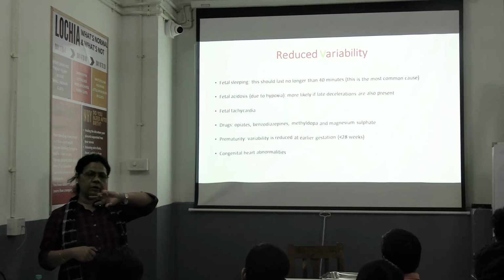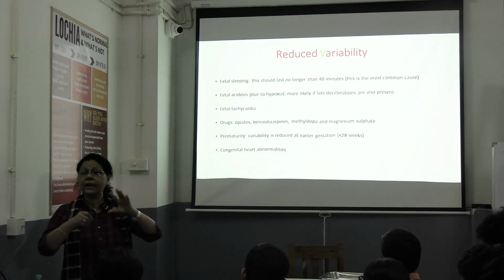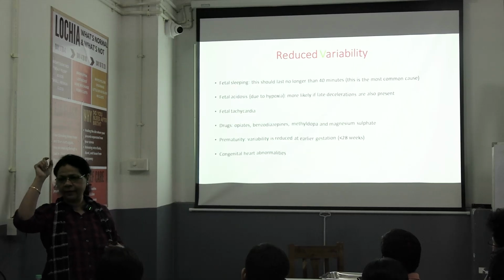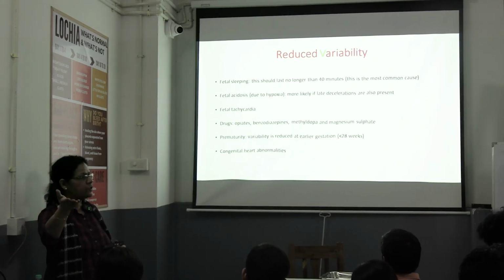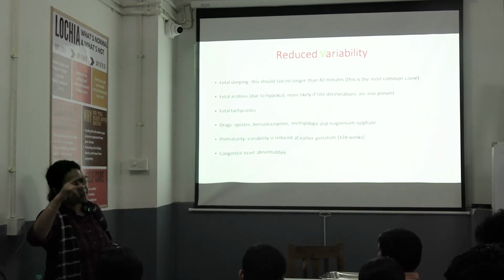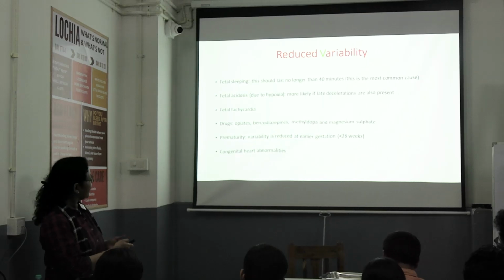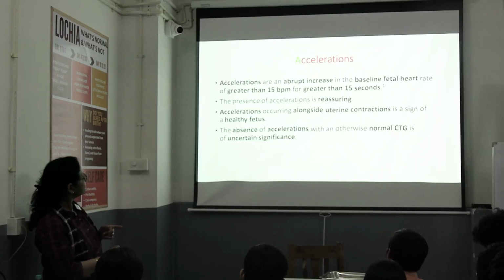Why? Because the neurological system, the cardiovascular system, the chemoreceptors, the barriers are not yet developed properly. That is why the variability is not working. Once the baby is maturing, reaching third trimester maturity after say 32 weeks, 34 weeks onwards, the baby gets matured, all the systems are matured. And of course, it is also reduced during congenital heart abnormalities.